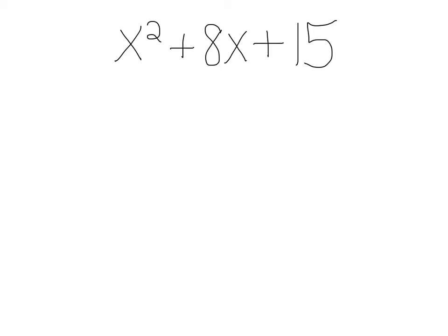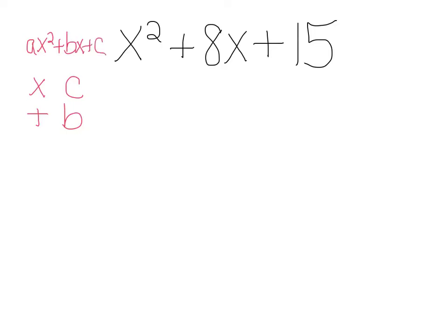When we look at a trinomial like x squared plus 8x plus 15, what we're going to be looking for is two numbers that multiply to 15 but add to 8. So we're looking for what multiplies to c but adds to b. Remember, we have our standard form of ax squared plus bx plus c.